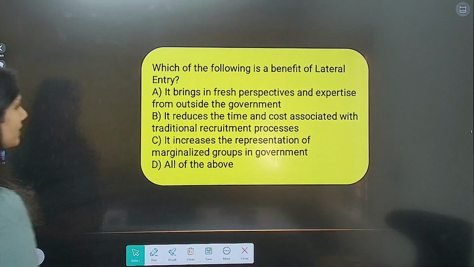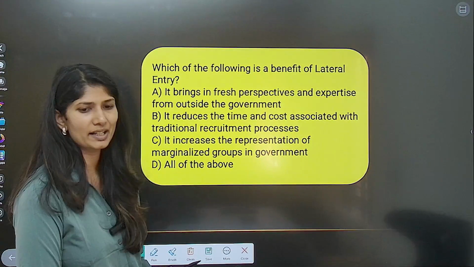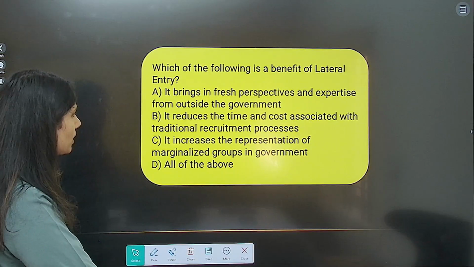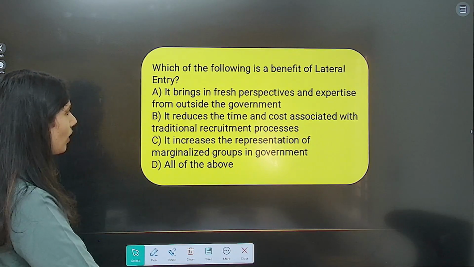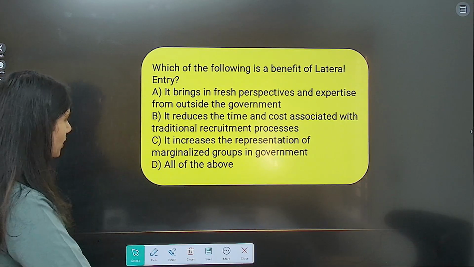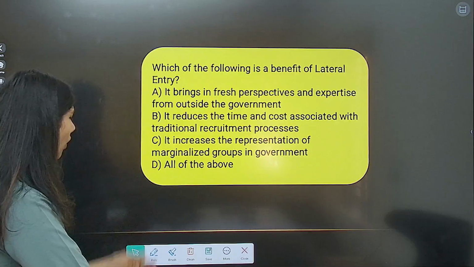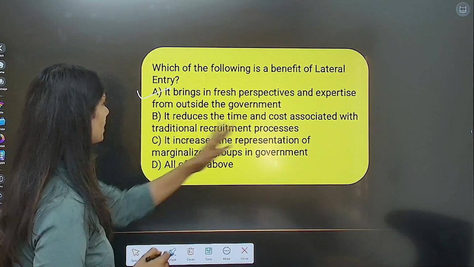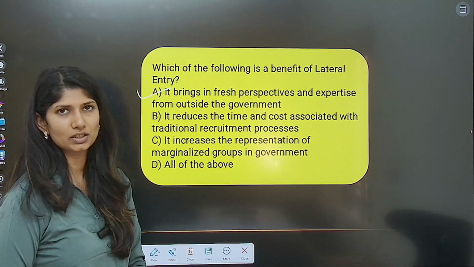Which of the following is a benefit of lateral entry? It brings in fresh perspective and expertise from outside the government. It reduces the time and cost associated with traditional recruitment process. It increases the representation of marginalized groups in the government. All of the above. The answer is it brings in fresh perspective and expertise from outside the government.